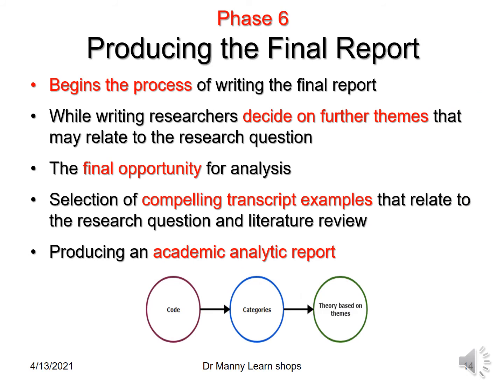When it comes to phase 6, this is producing the final report. And this begins the process of writing the final report. While writing, you as the researcher can still decide on further themes and categories that may reflect or relate to the research question. And it's the final opportunity for you as the analyst for any further analysis. And this is where selection of compelling transcript examples that relate to the research question and the literature review are provided. And the final is an academic analytic report.